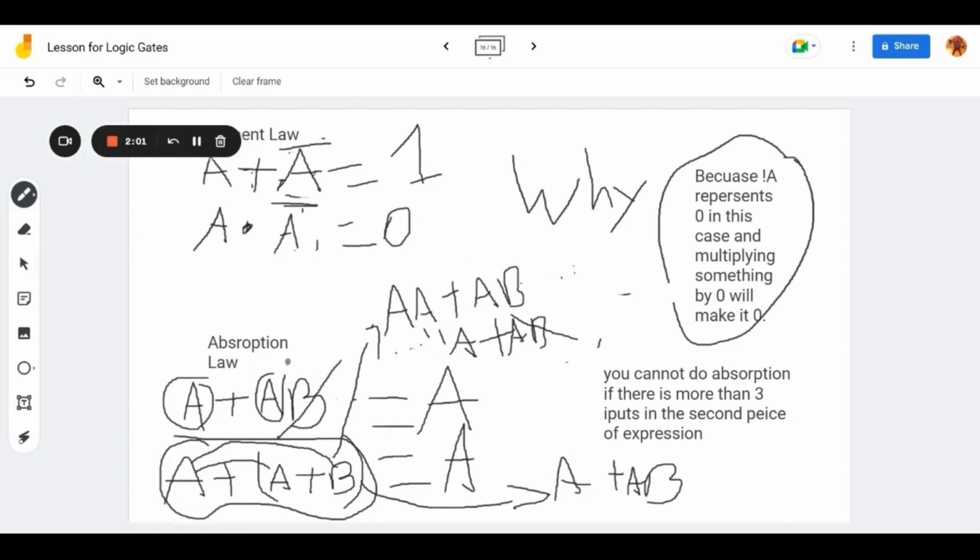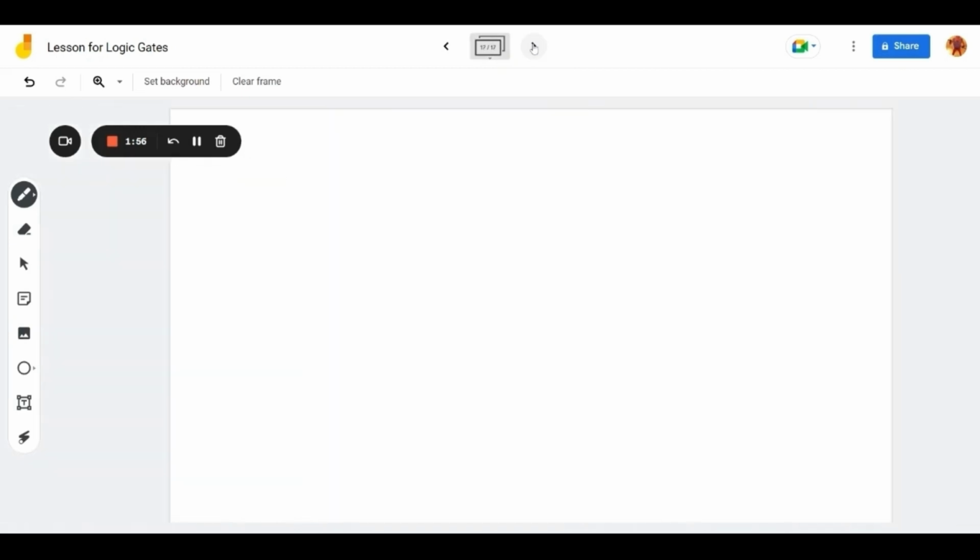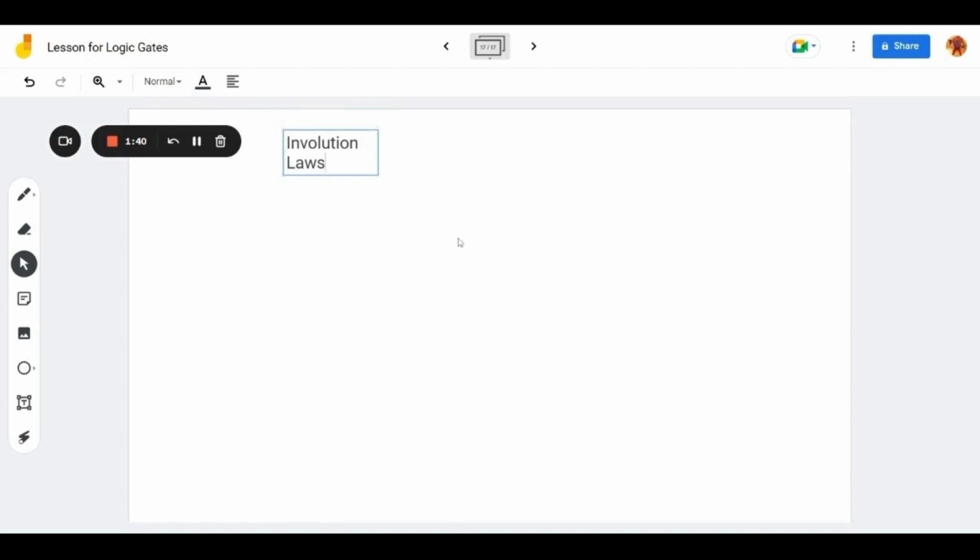Now that you've seen it for yourself in the absorption law, the next law we're going to be talking about is the involution law. Let's type it right here. Involution law. This is one of the simplest laws out there. Involution law just says if there's something double knotted, like A double knotted, it just equals A. The reason why is that when something is double knotted, it just goes back to its original position.